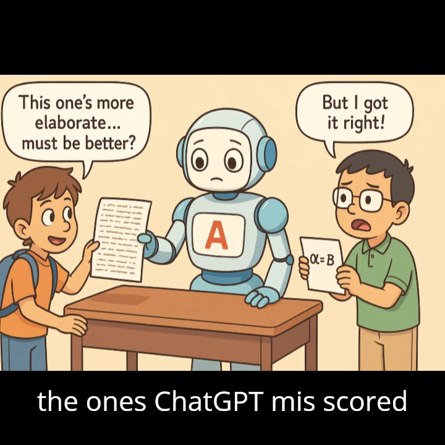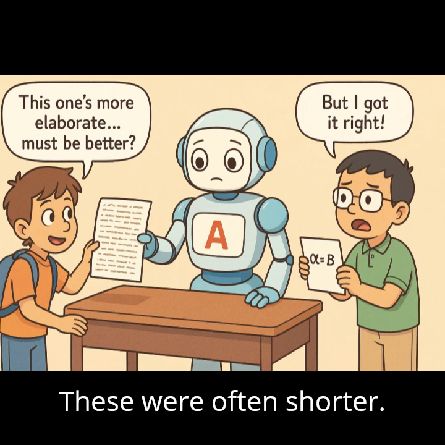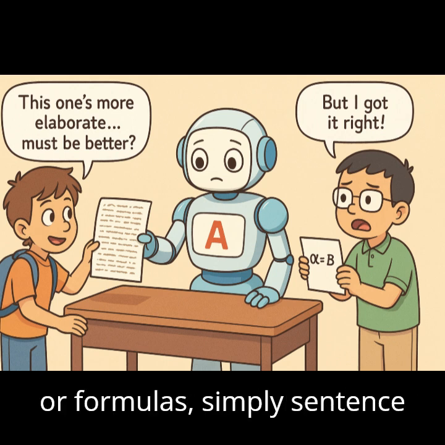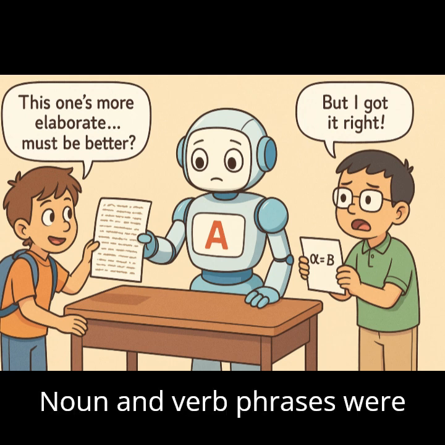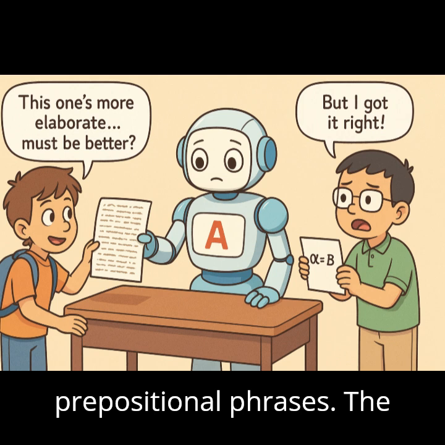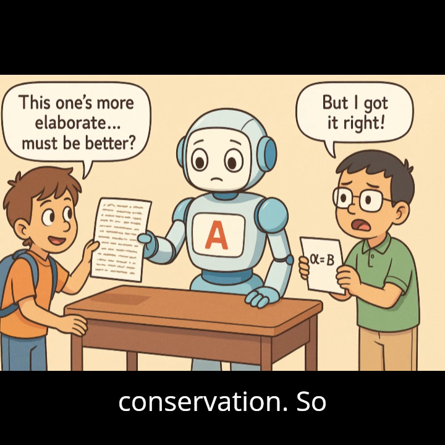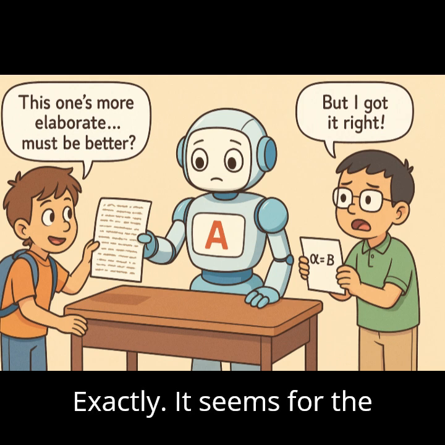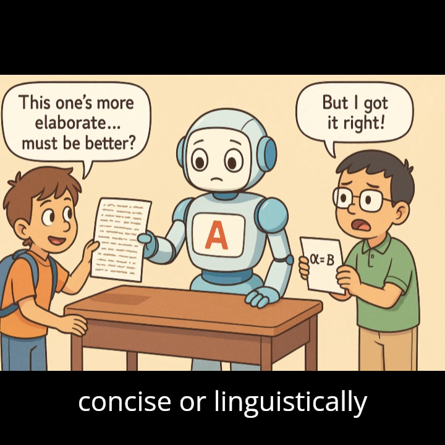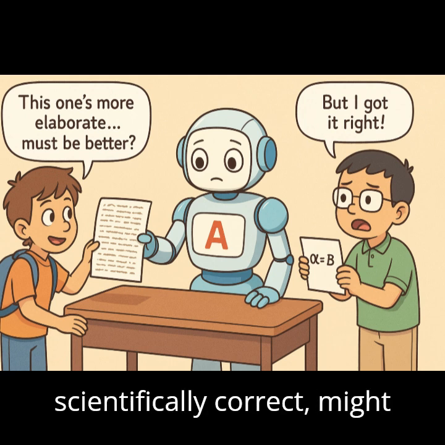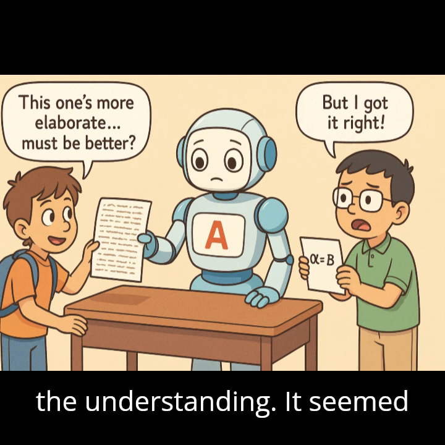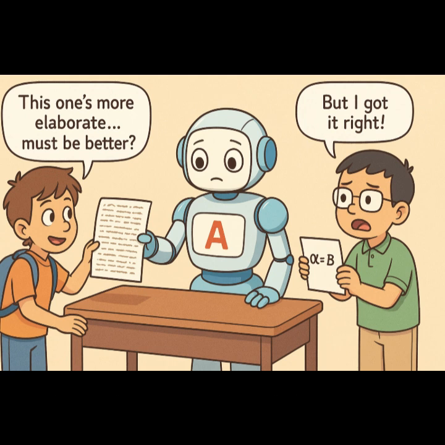So what about the ones ChatGPT miscored in this high-level group? These were often shorter. They used fewer math symbols or formulas, simpler sentence structures, short sentences. Noun and verb phrases were less complex, fewer prepositional phrases. The example was concise: the coil will exert resistance on the magnet because of energy conservation. So scientifically sound, maybe even elegant in its simplicity, but it lacked the detailed elaboration. Exactly. It seems for the high performers, being too concise or linguistically simple, even if scientifically correct, might lead the AI to underestimate the understanding. It seemed to favor the more elaborate, detailed explanations in that group. That's a really crucial finding.